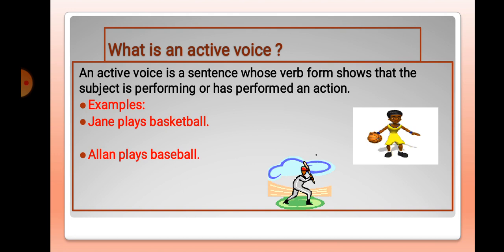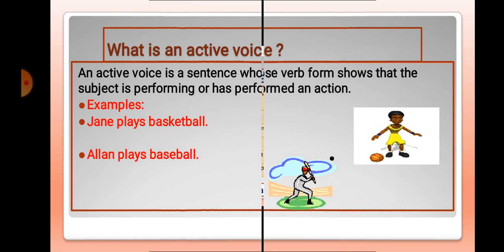For instance, Jane plays basketball. You will agree with me that Jane is the doer of the action in this sentence, so she is the subject of the sentence. In the second sentence, we have Alan plays baseball. So in the two sentences above, we have the doers performing their different actions and they are in their rightful positions. So when the doer of an action is mentioned first in a sentence, and there is another entity in that sentence receiving the action of the subject, we say the sentence is in its active form.